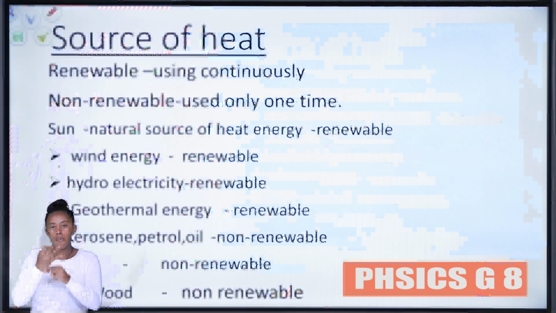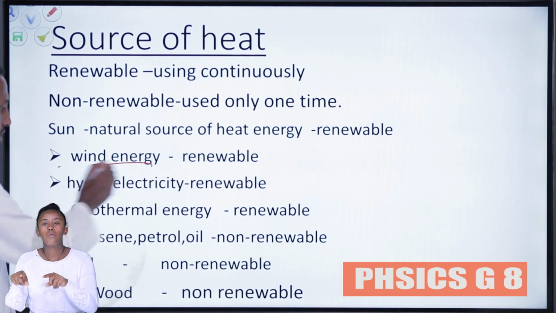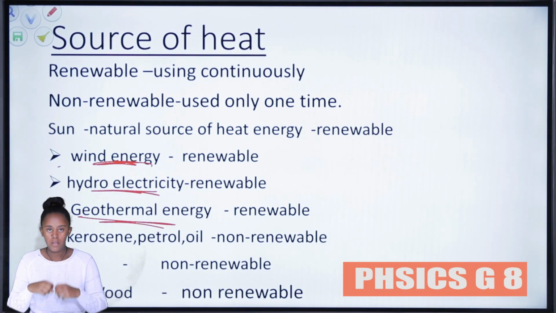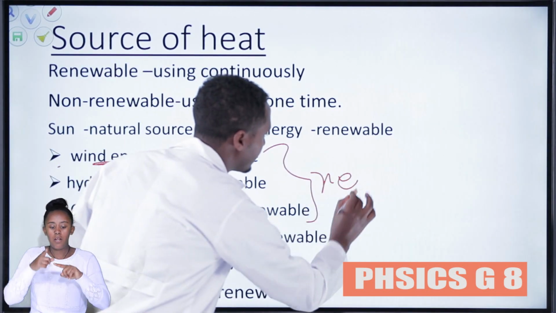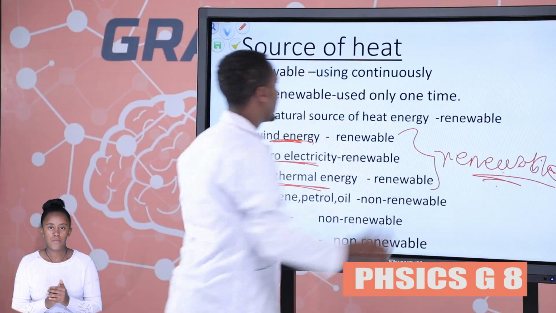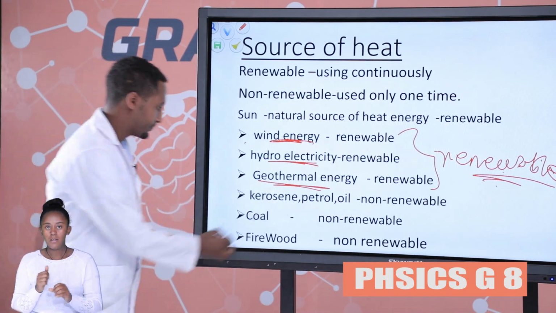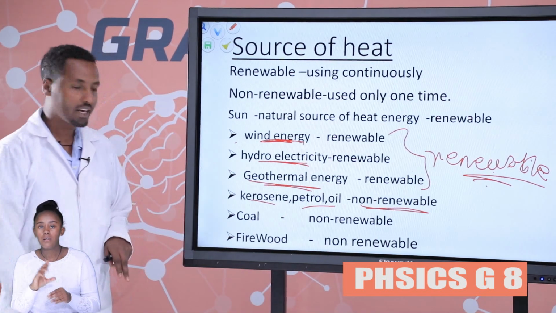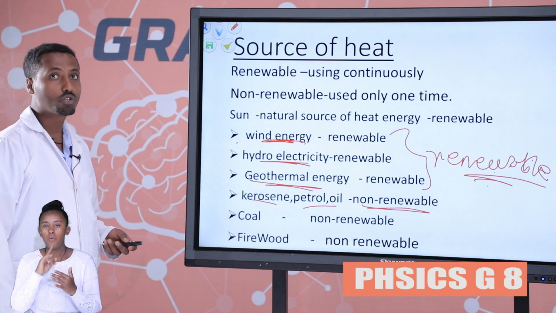The sun is a renewable heat energy, and also wind energy, hydroelectric energy, and geothermal energy. These are renewable, and we can use them continuously. And the others, kerosene and petroleum, are non-renewable. Coal and firewood are also non-renewable sources of heat.